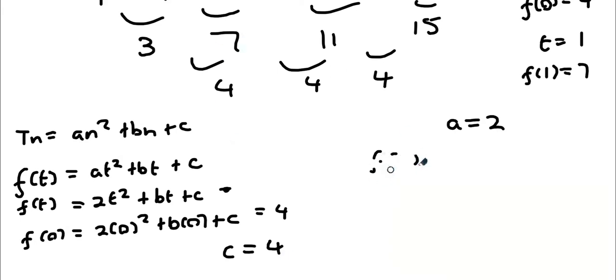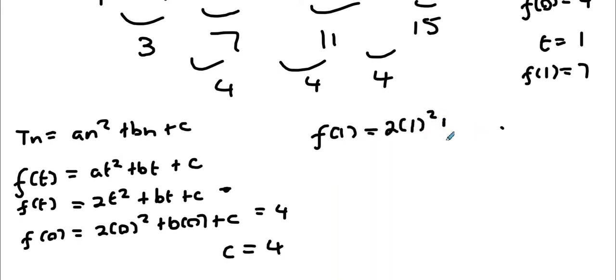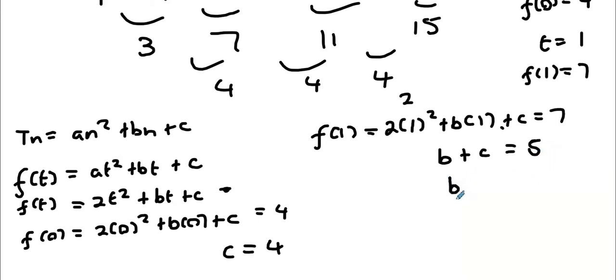After we do F0, what's the next step? We do F1, where you replace t with 1. So F1 would be 2 times 1 squared plus b times 1 plus c equals 7. B plus c, that's a 2 on the left, bring it to the right and it becomes a minus 2. So b plus c equals 5. We already know that c equals 4. So this implies b equals 1.